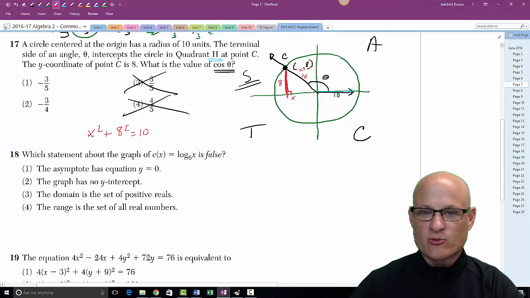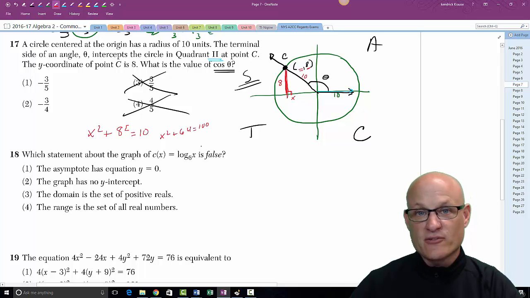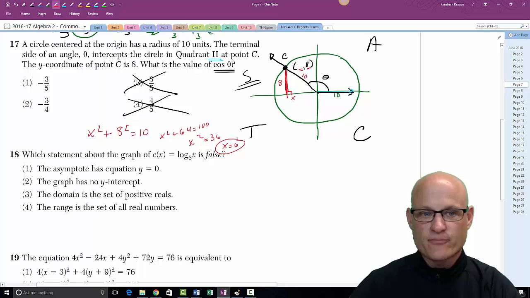X squared plus 8 squared equals 10 squared, or x squared plus 64 equals 100. Subtract 64 from both sides. I get x squared equals 36, or x equals 6. All right, so this is 6.